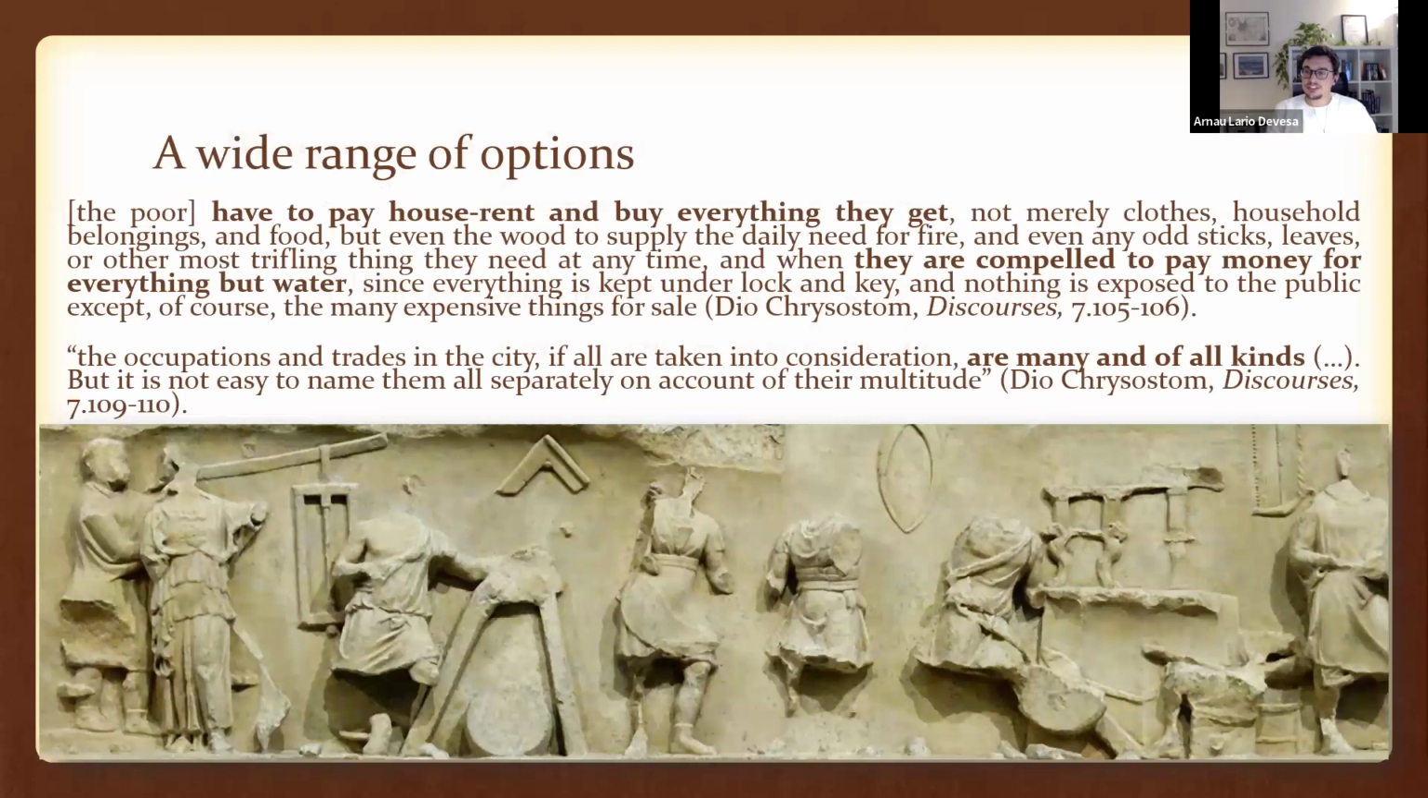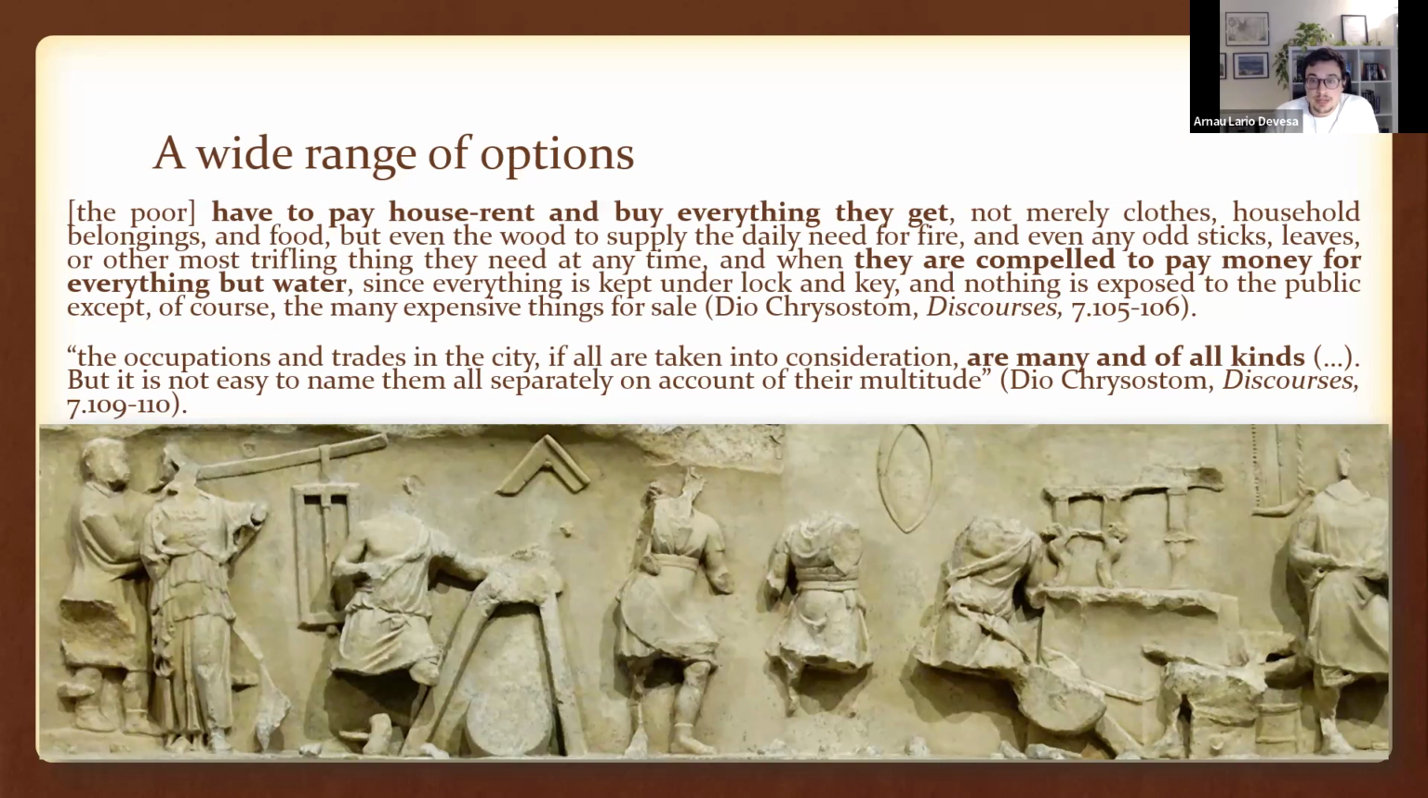So in the ancient city, as in the modern one, everything was on sale, and almost everything had to be acquired, since, of course, there was seldom the time or the space for self-supply for many of these urban dwellers. As evidence of that, for example, Dio Chrysostom says, as you can see here, that the poor have to pay house rent and buy everything they get, not merely clothes, household belongings, and food, but even the wood to supply the daily needs for fire, and even any odd sticks, leaves, or other most trifling thing that they need at any time.